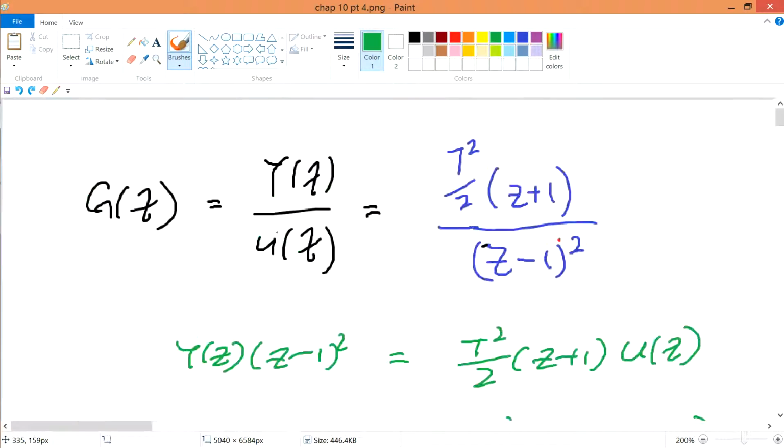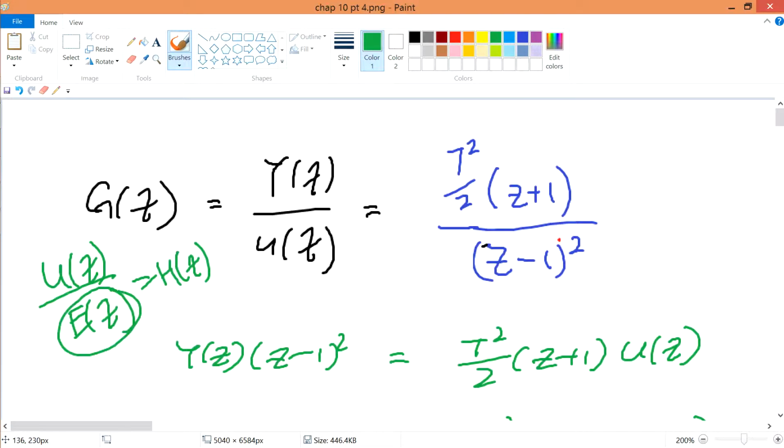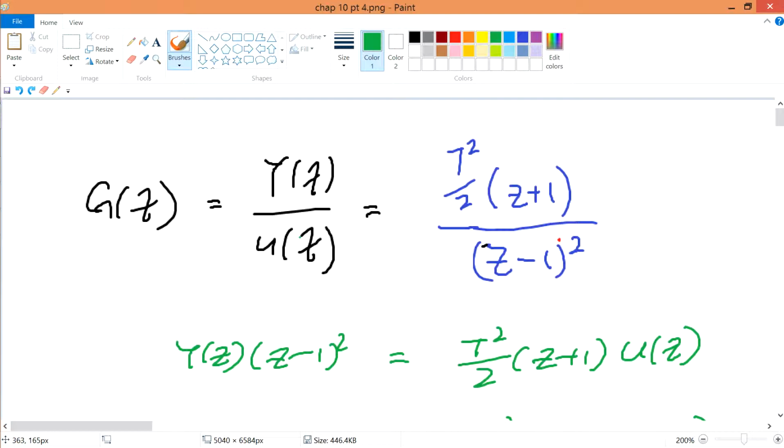Don't confuse this with the convention we used in the past, where uz over ez is a transfer function equal to hz, where this one is your input and this is your output. But in this case, if it's gz, your uz is actually the input and yz is the output. So be careful of the uz convention. This u is different from this u, because this is input and this is output. They are totally unrelated, it's just a convention. So this uz in our case now is an input.